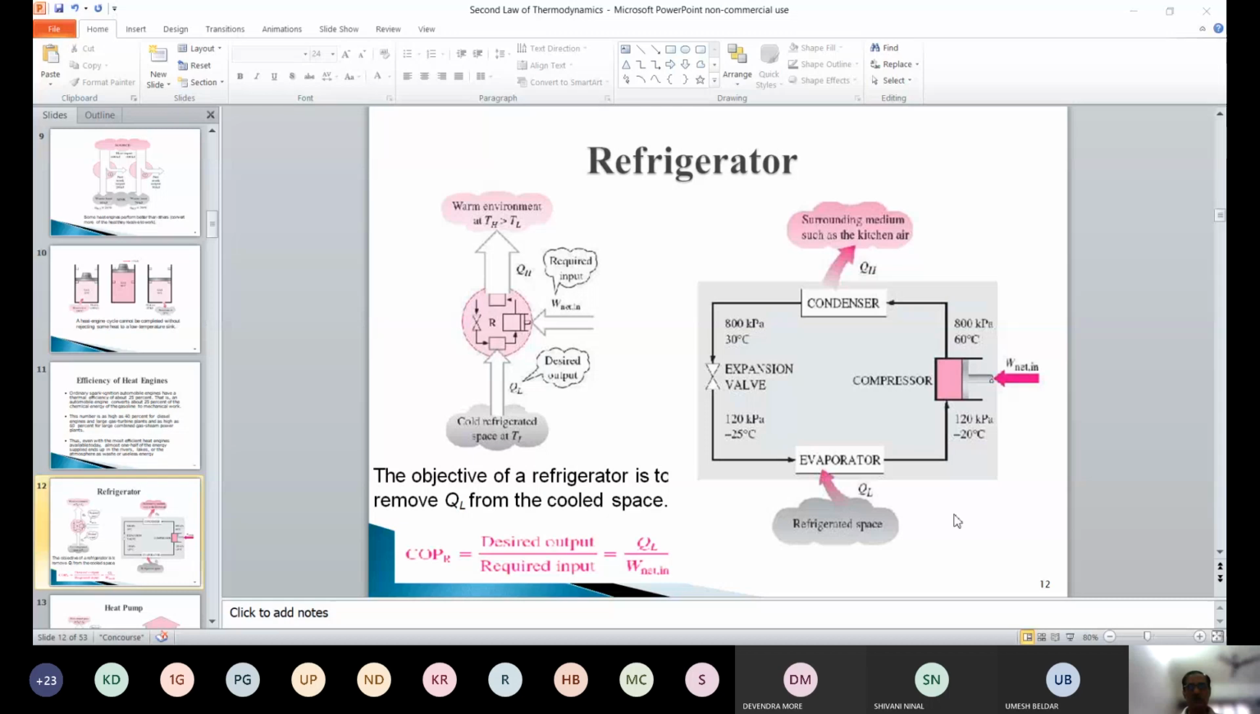Okay. So refrigerator, you know refrigerator, right? You have a refrigerator at home. So how does it work? Can somebody tell me how does the refrigerator work? Siddhi?